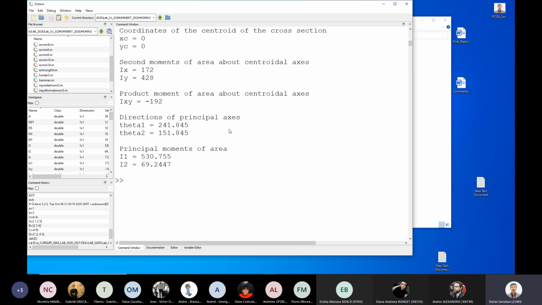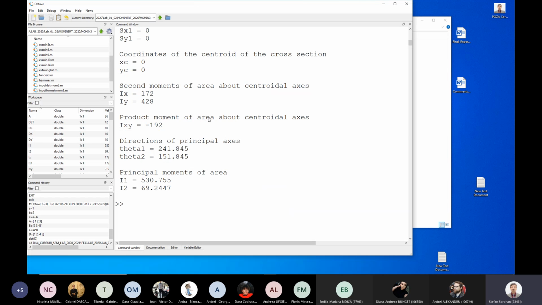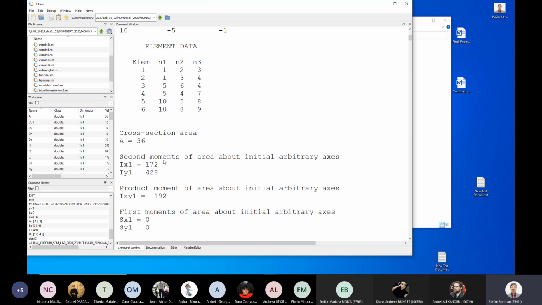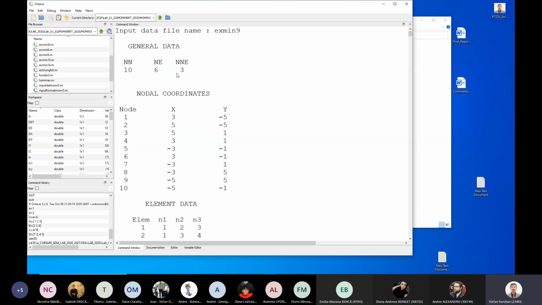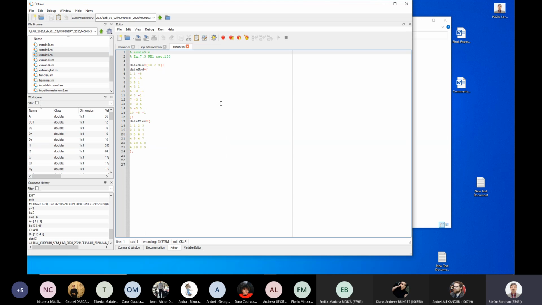And as you can see, the program runs, but what do these numbers here mean? You must know some theory, and you must know how the input data file is made. Let's open this xmin9. xmin9 is an input data file, a problem from a book. RM means strength of materials, Rezistența Materialelor 1, and this is an example from a book of Professor Radesh.